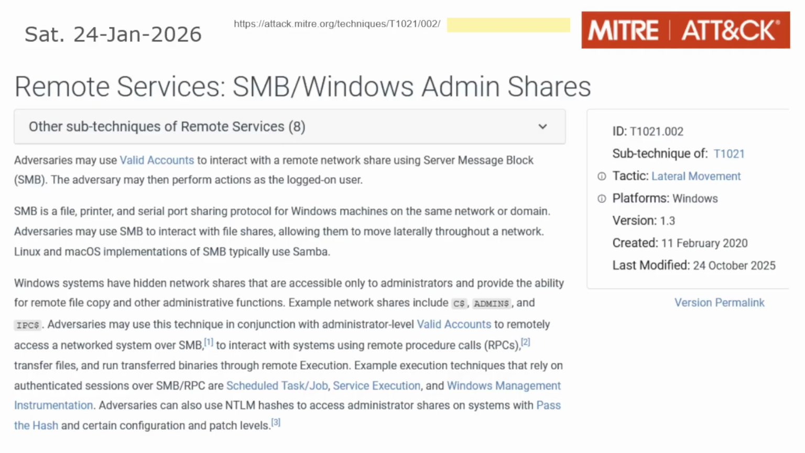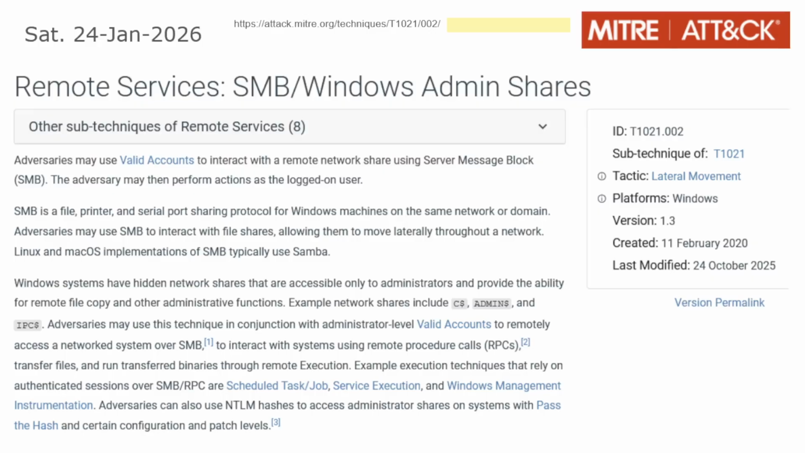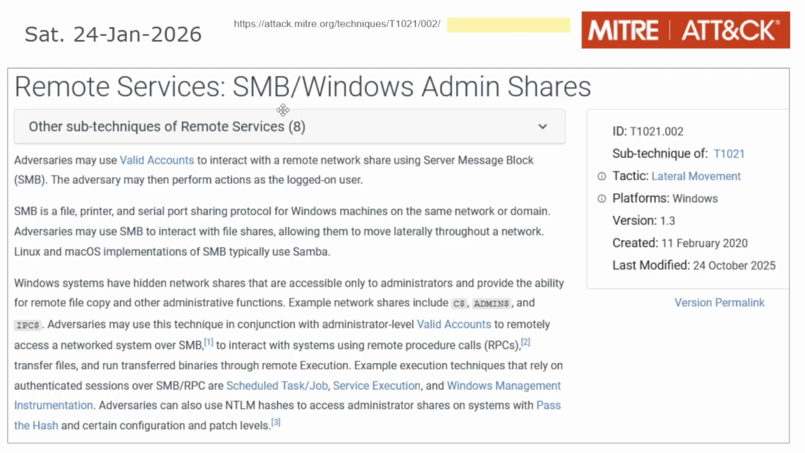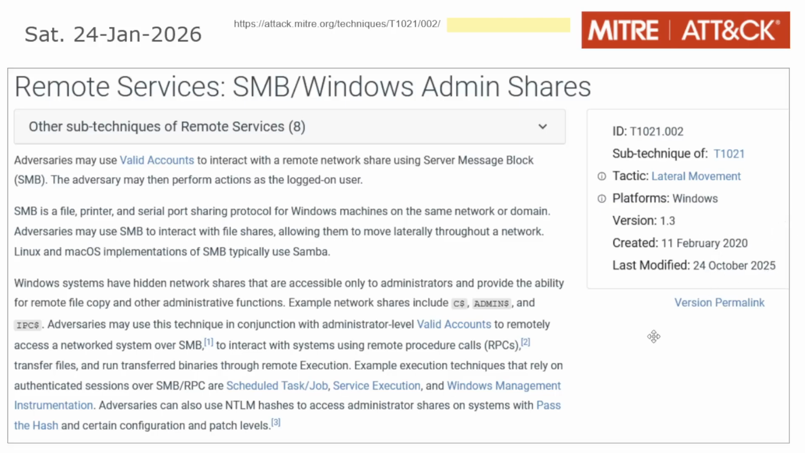So today we have Saturday the 24th of January. As you can see, we are still in lateral movement. The platform that is affected is Windows, but you can tell by the name, SMB and Windows, that it's a technology specifically for that platform. Fairly recent, as you can see, 24th of October. Nobody took credit for this page here. Alright, let's see what we can learn here.